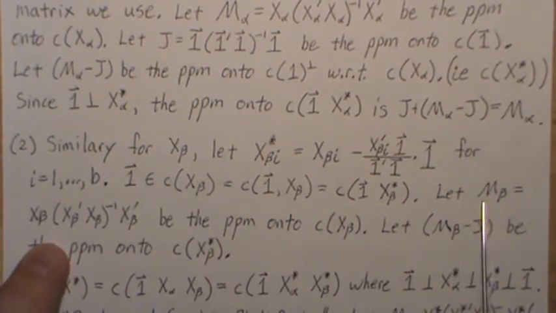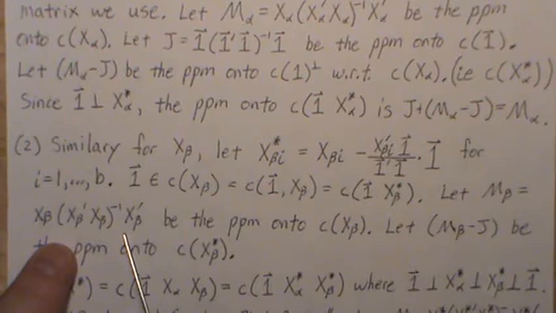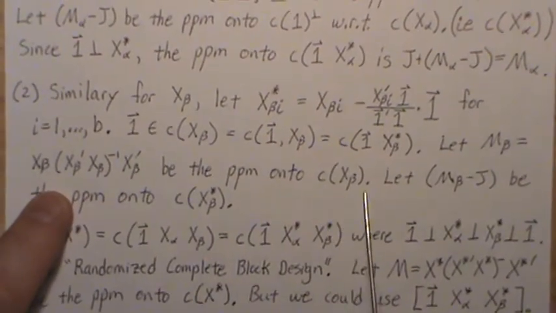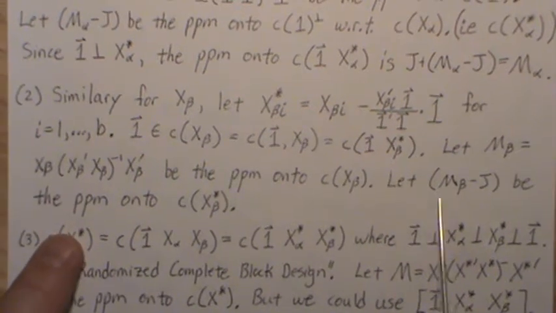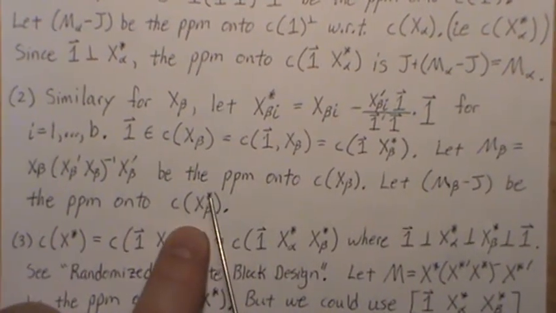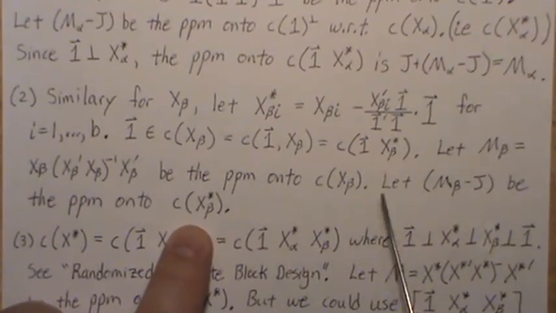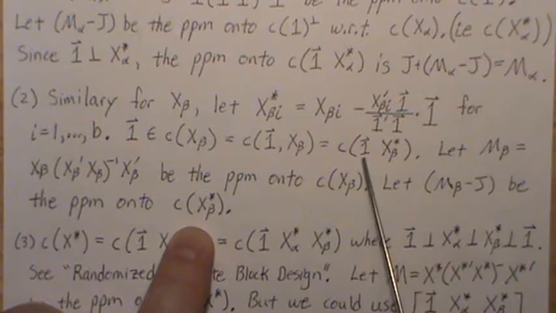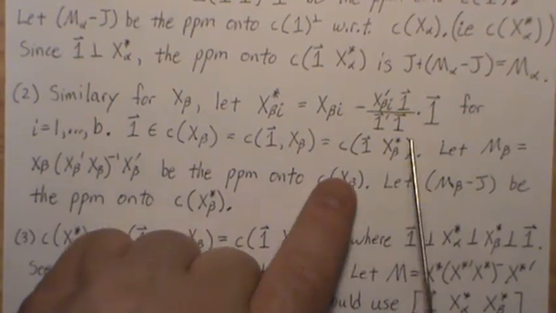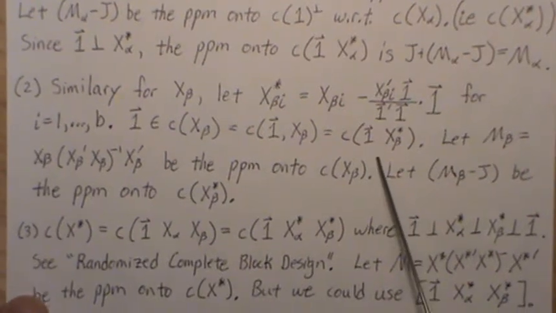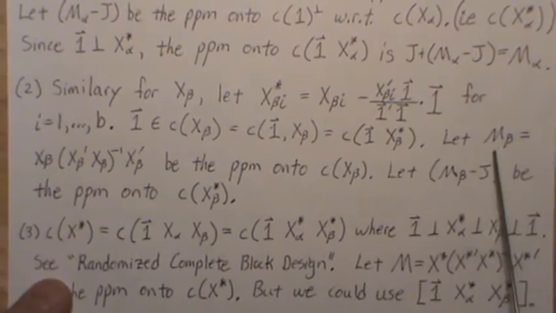And we let M beta equal this, the standard way to create a perpendicular projection matrix onto that column space. And we let M beta minus J be the perpendicular projection matrix onto X beta star. This piece right here is orthogonal to this. Then we can add those two perpendicular projection matrices and we just get M beta back.